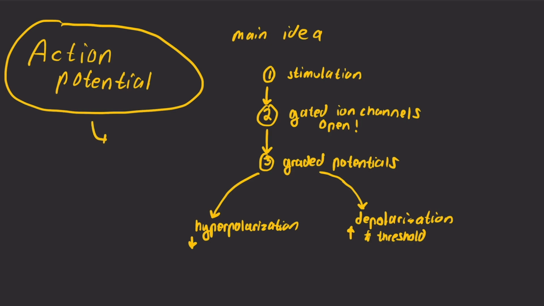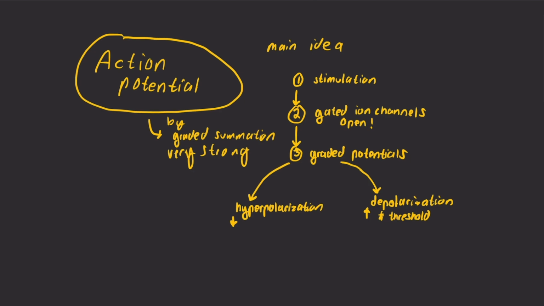So an action potential occurs either by graded summation, or a very strong stimulus. Let's just say you touch something really hot, boom, very strong stimulus. Or your pain receptors, your nociceptors, are stimulated. Okay, so let us look at action potentials step by step.